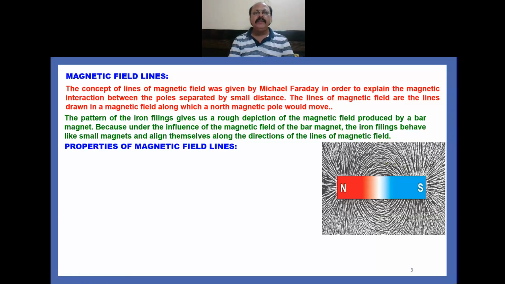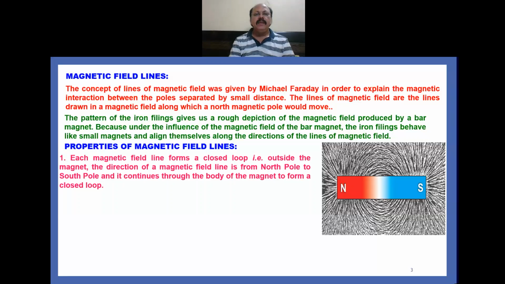Now there are some properties of the magnetic field lines. One by one you understand. The first property: each magnetic field line forms a closed loop. That is, outside the magnet, the direction of the magnetic field line is from north pole to south pole, and it continues through the body of the magnet to form a closed loop. Its meaning is that the magnetic field lines start from the north pole to the south pole outside the magnet and inside the magnet from south to north. So it is a closed loop.